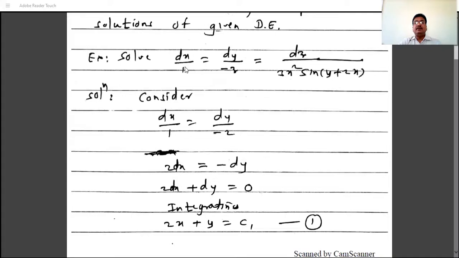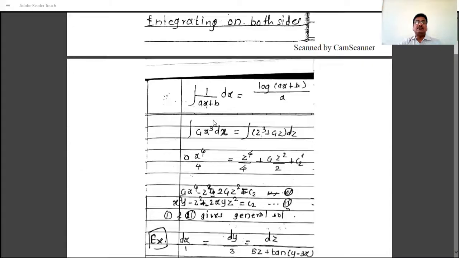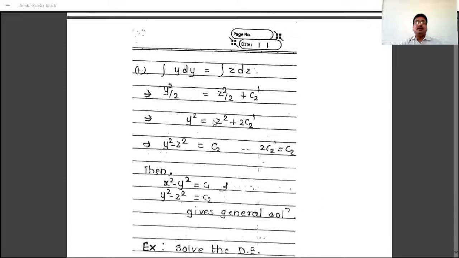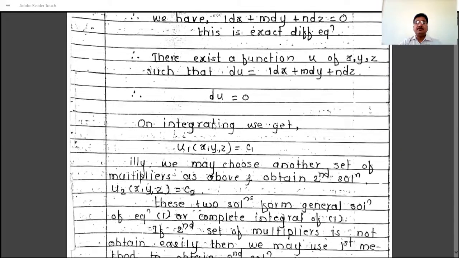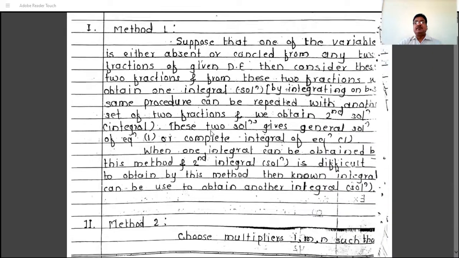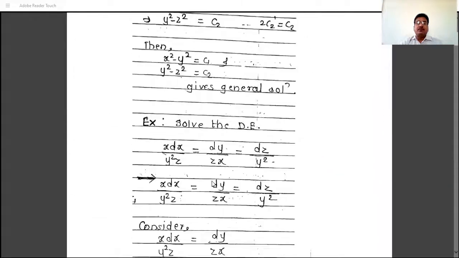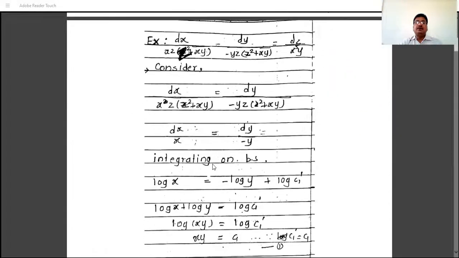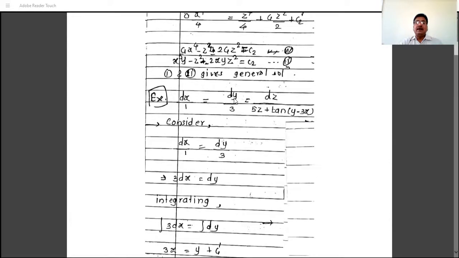The next example: dx/1 = dy/(-z) = dz/(this quantity). There are two basic methods to solve a differential equation of the type dx/p = dy/q = dz/r. The first method is: if one variable is either absent or cancelled from any two fractions, then consider those two fractions. The first method is applicable to this example also.